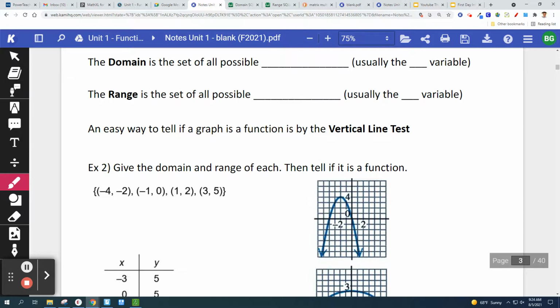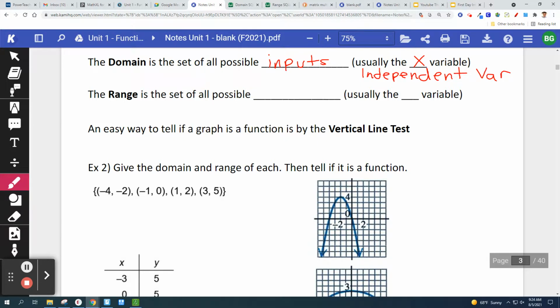The domain is the set of all possible, I'm going to say, inputs. Whatever you plug in. Okay, that's a better answer than the x variable. It's usually the x variable, and that's probably what you learned in the past. The domain was the x numbers. But what if you're looking at an equation that says r equals 3s plus 5? There's no x numbers. All right, so it's not always the x numbers. It's always the input numbers, or we could call it the independent variable, the one you plug in.